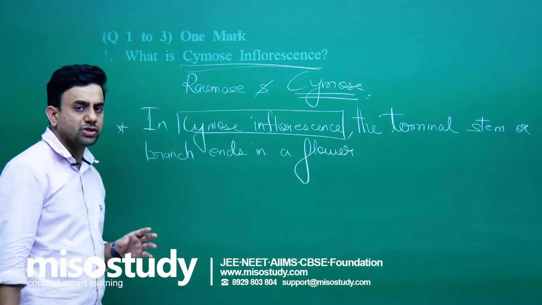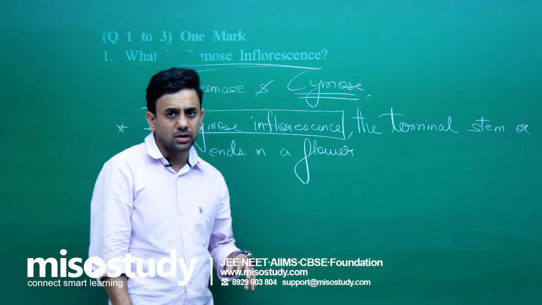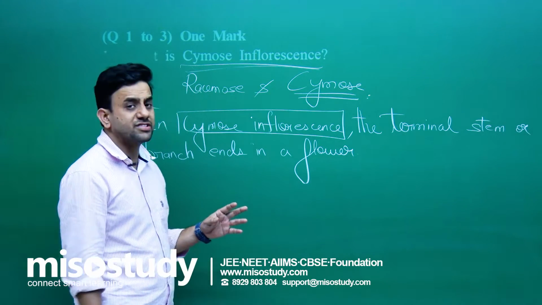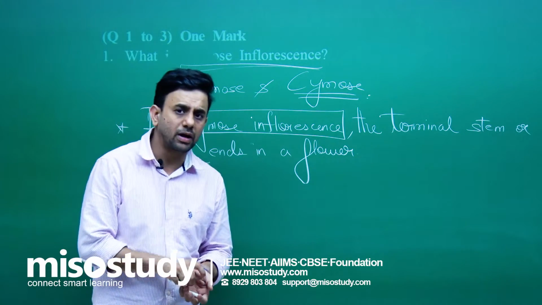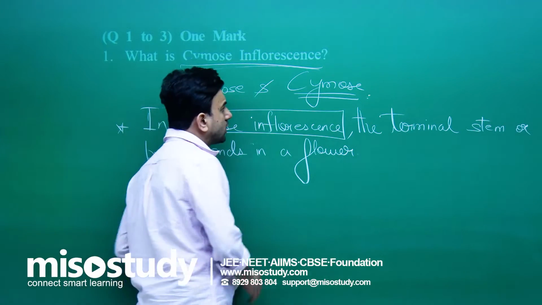This is just a one mark question, so no need to bang your head on this. So in a cymose inflorescence, the terminal stem or branch ends in a flower. Absolutely right. We move on to the next question.